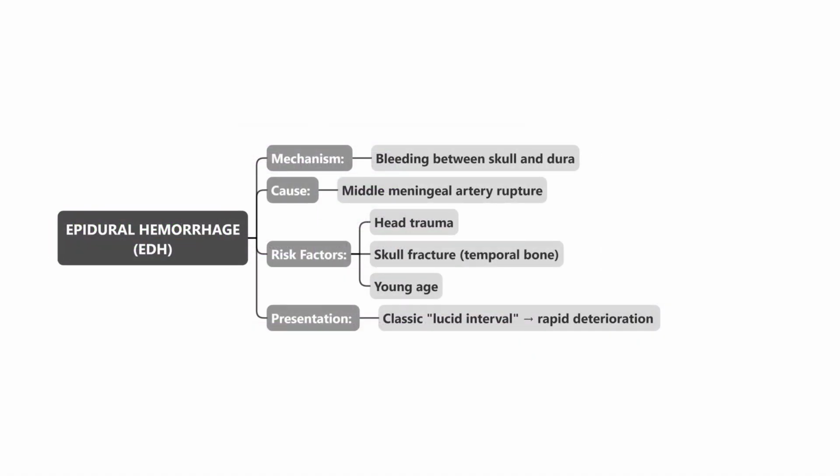Finally, we can see epidural hemorrhage occurring between the skull and dura. It's caused by rupture of the middle meningeal artery. The main risk factors are head trauma and a skull fracture, particularly of the temporal bone, and it is more common in young patients.